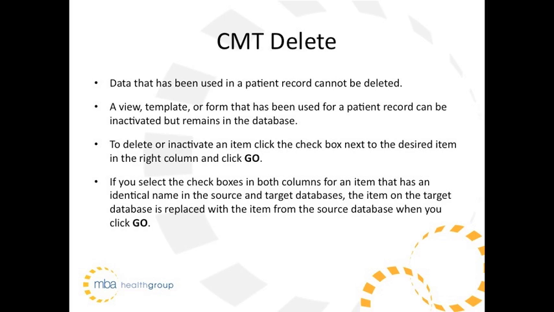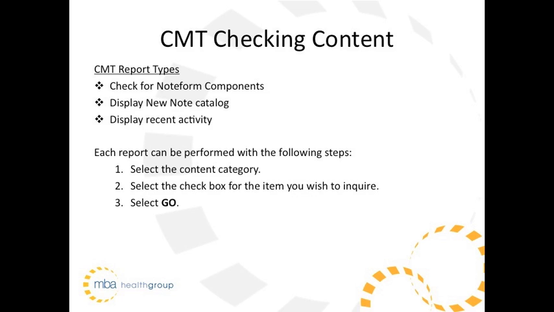To delete or inactivate an item, click the checkbox next to the desired item in the right column and click Go. If you select the checkboxes in both columns for an item that has an identical name in the source and target databases, the item on the target database is replaced with the item from the source database when you select Go. CMT can also be used to run reports or check the content of a database.